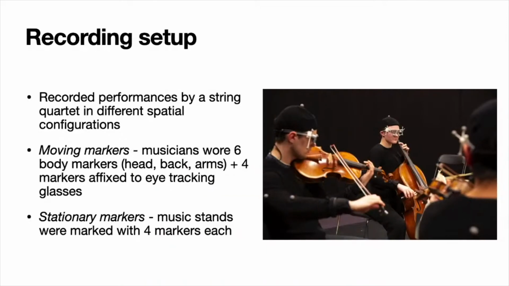The musicians wore 6 body markers each: on the head, back, and 2 on each arm, plus 4 markers that were attached to eye tracking glasses that they were wearing. And these comprise our moving markers. We also had 4 markers attached to each of the music stands, and these comprise our stationary markers.